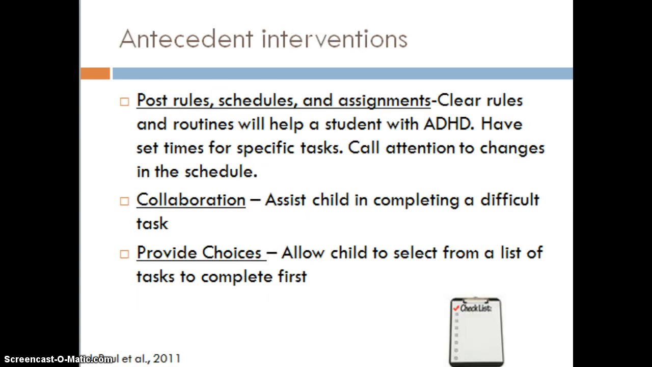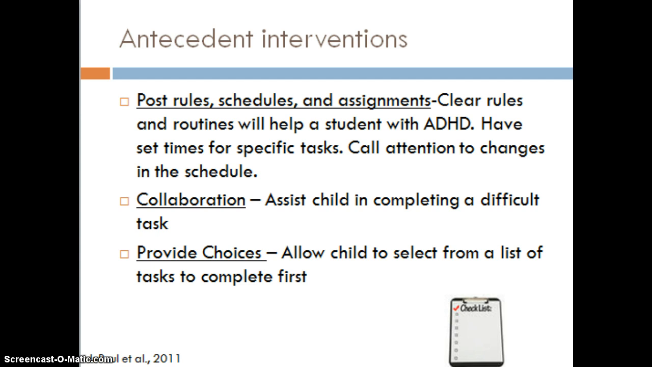So what do we do? Well, we need to consider antecedent interventions and things that can happen before the behaviors occur. So make sure you're consistent with your rules, schedules, assignments. Make sure their students have plenty of opportunities to practice those, being reinforced for those, and then you need to make sure they know when there's a change. You need to provide collaboration. You need to support students in their work with them, break it down for them, make sure it's at their level, and then lots of choices.